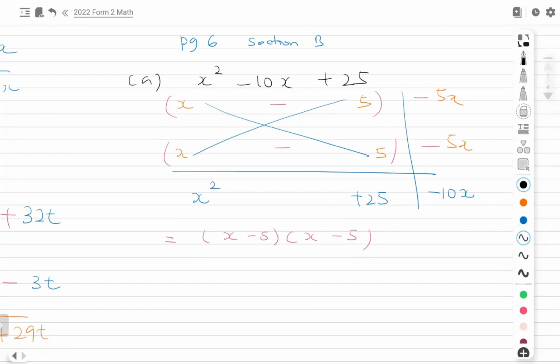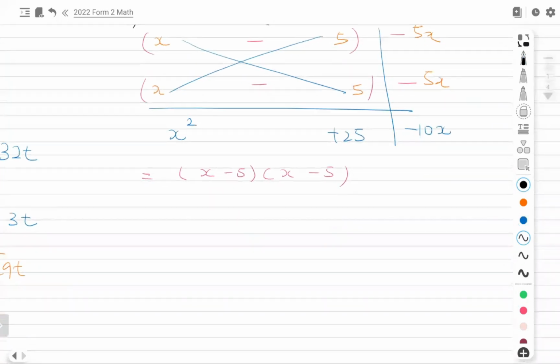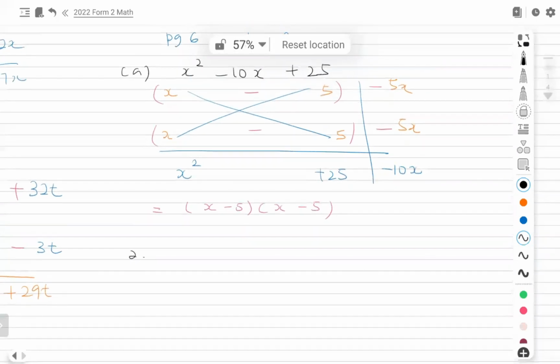Okay, factorization. Then second one, number 2: m square minus 2m minus 15. If the variable is m, then we have to write back m. Don't write x and y, or other alphabet. I must follow.